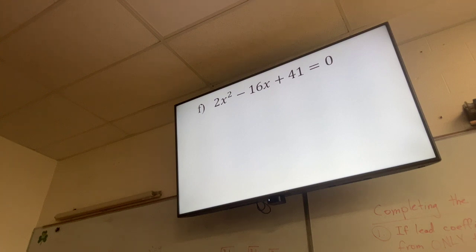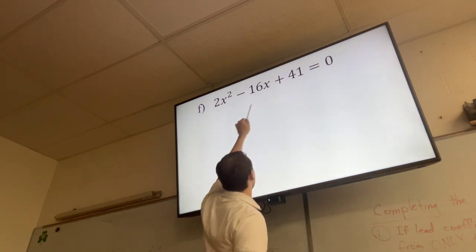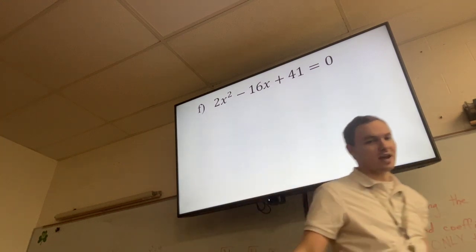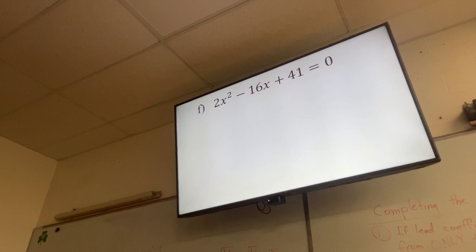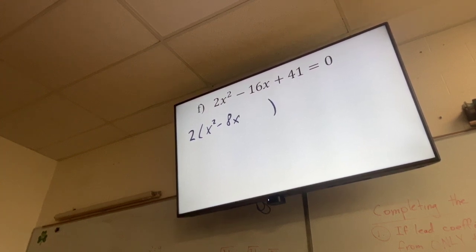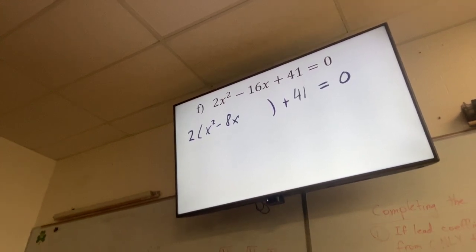This changes things up a little bit, okay? So the first thing I got to do is I got to factor out this 2 from the lead coefficient, but only from these 2 terms right here, okay? Factor it out from those 2 terms. So it's going to be 2 times x squared minus 8x. I'm actually going to leave a little bit of space there before I put the right parentheses, so you'll see why. And plus 41 equals 0.